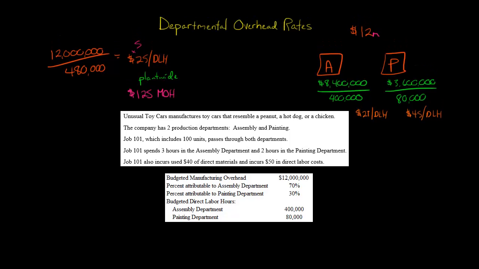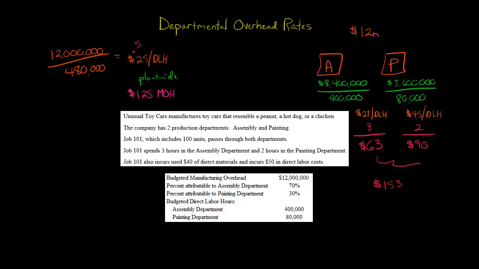That's the difference. Instead of just saying it's 5 hours and multiplying by the single plant-wide rate, we now ask how many hours we spent in each department. We spent 3 hours in the assembly department, so 21 times 3 is $63. We spent 2 hours in the painting department, and it's pretty expensive to be in the painting department at $45 per direct labor hour. So 45 times 2 is $90. We add these two together: 63 plus 90 is $153.